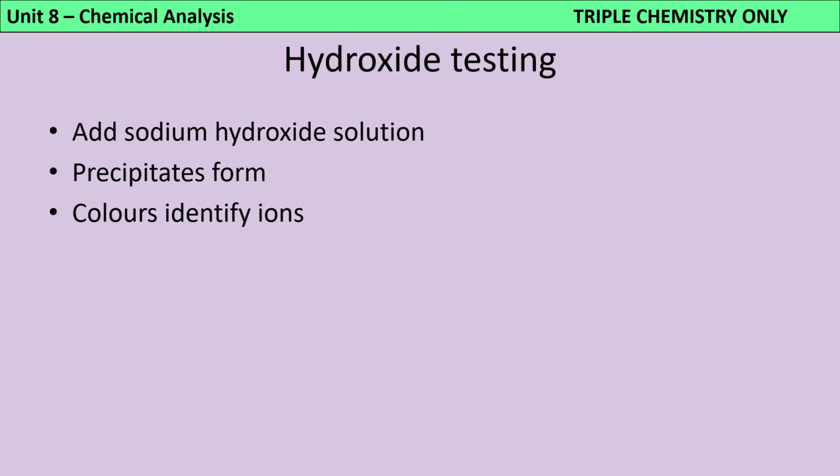Another way to identify positive metal ions is by adding sodium hydroxide solution. This causes those metal ions to precipitate out, in other words to produce a solid, and the colour of that solid helps us to identify what the metal might be.